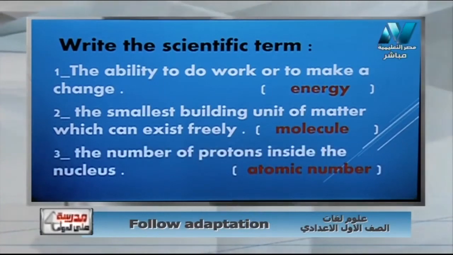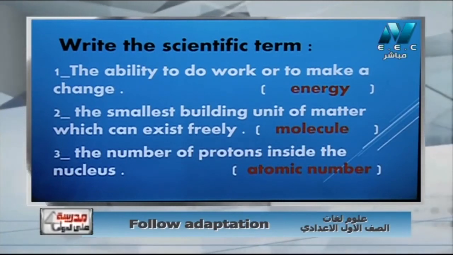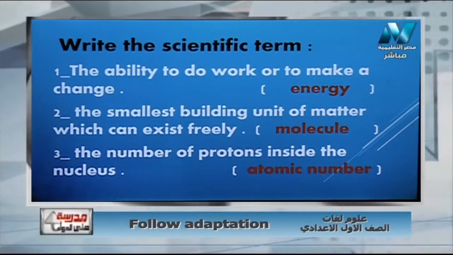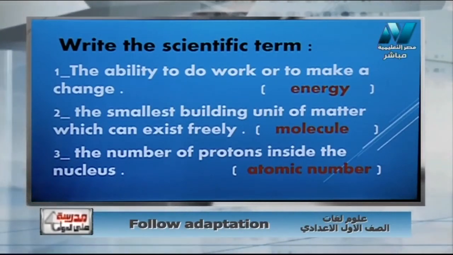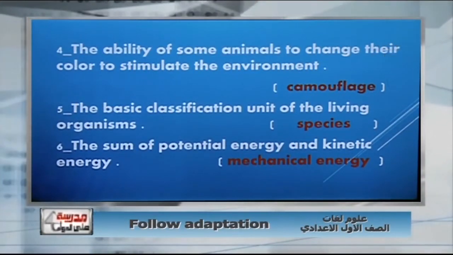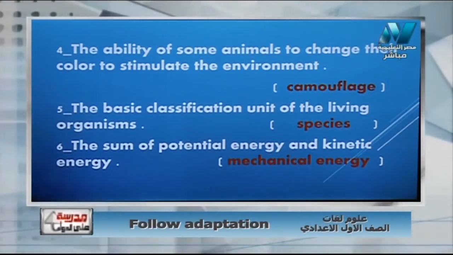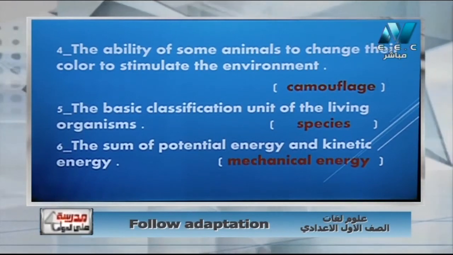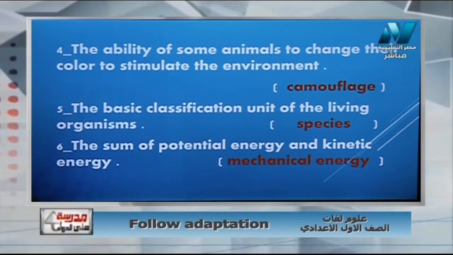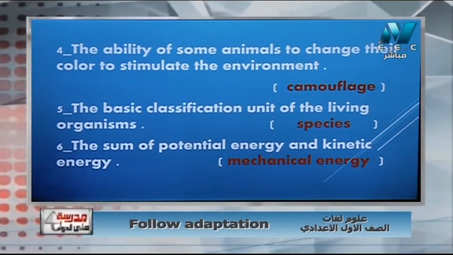Number three, the number of protons inside the nucleus, number of protons only. It's called atomic number, because by knowing the number of protons, I can tell you what the type of atom is, what the type of element is. Number four, the ability of some animals to change their color to simulate the environment. Camouflage. Yes, camouflage, as frog, chameleon, leaf insect, and stick insect.